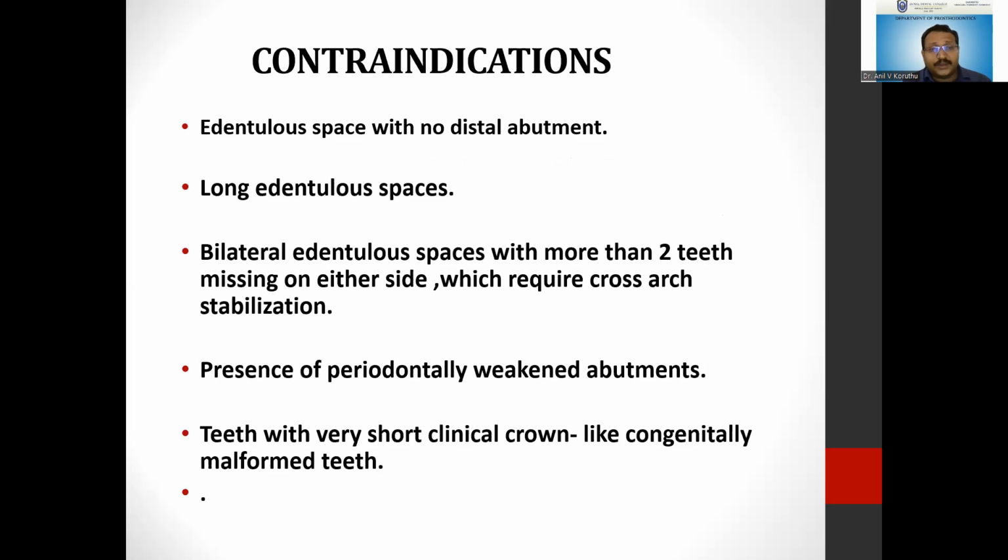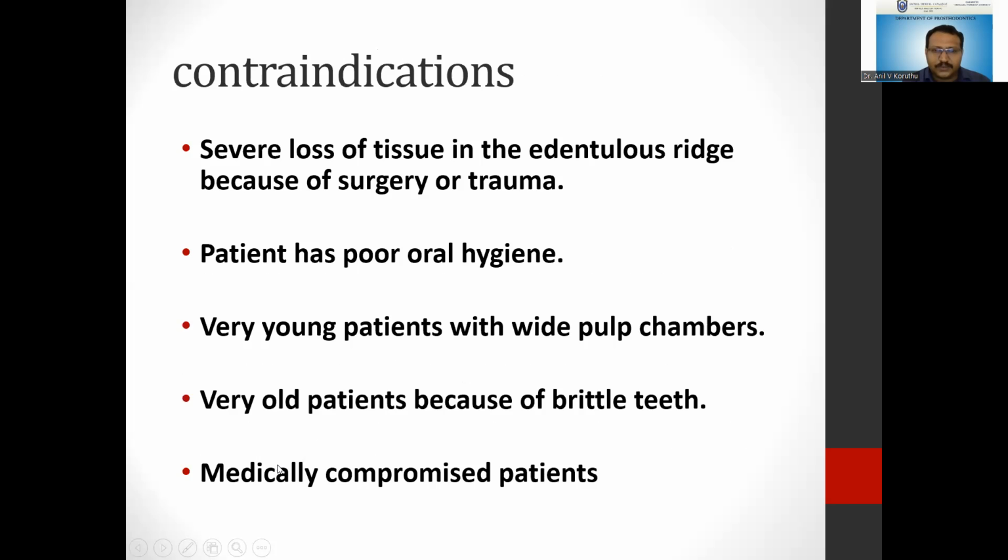So coming to the contraindications, when you should not use this: edentulous spaces with no distal abutments, long edentulous spans, bilateral edentulous spaces with more than two teeth missing on either side which require cross-arch stabilization, the presence of periodontally weakened abutments, and teeth with a short clinical crown, like congenitally malformed teeth.